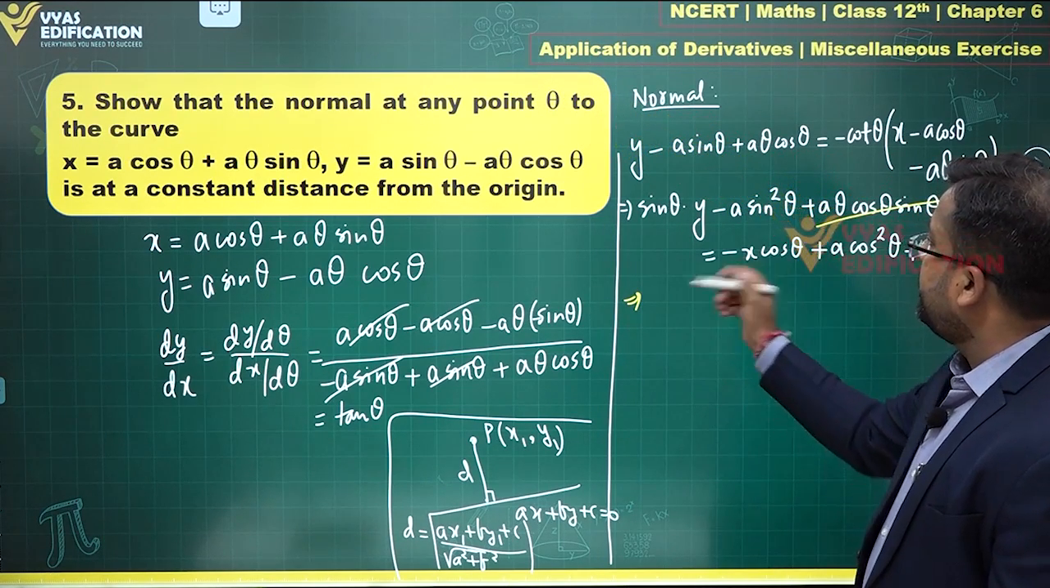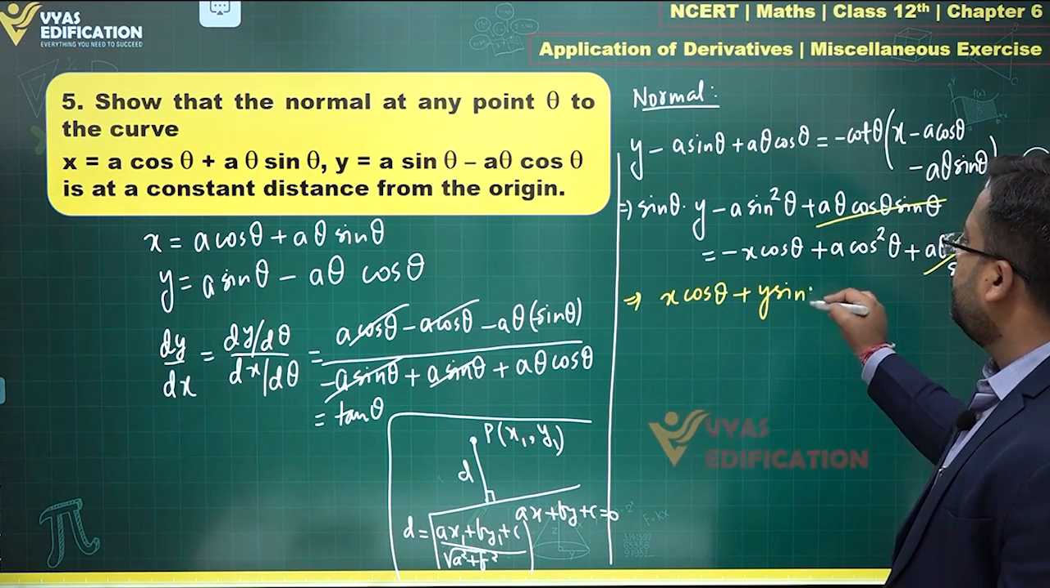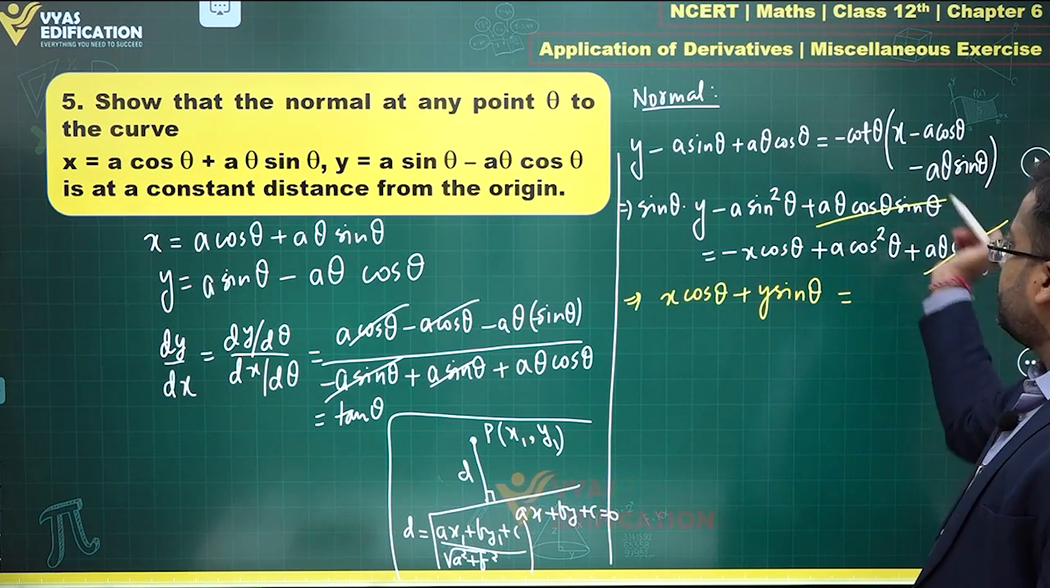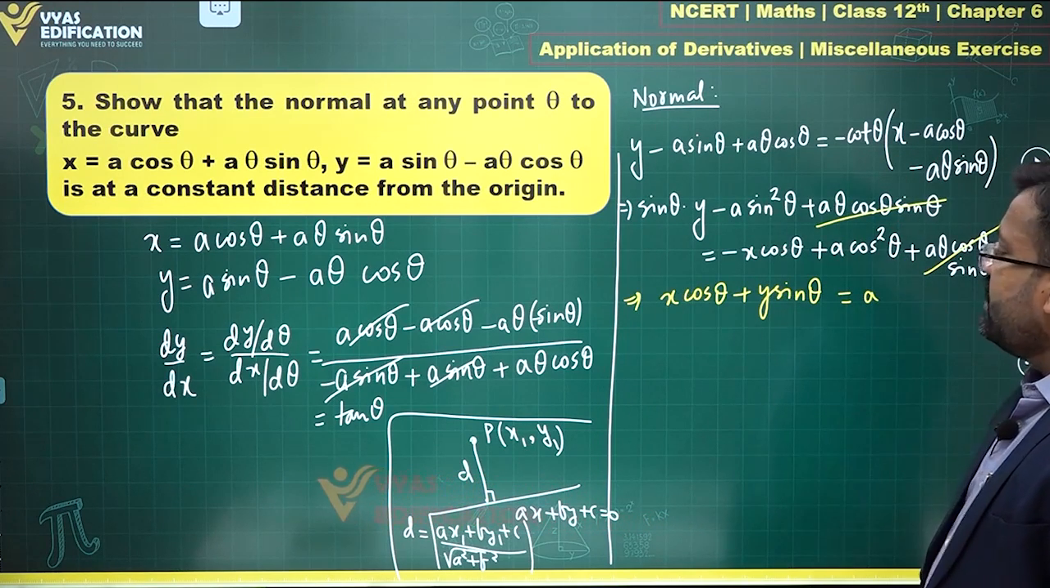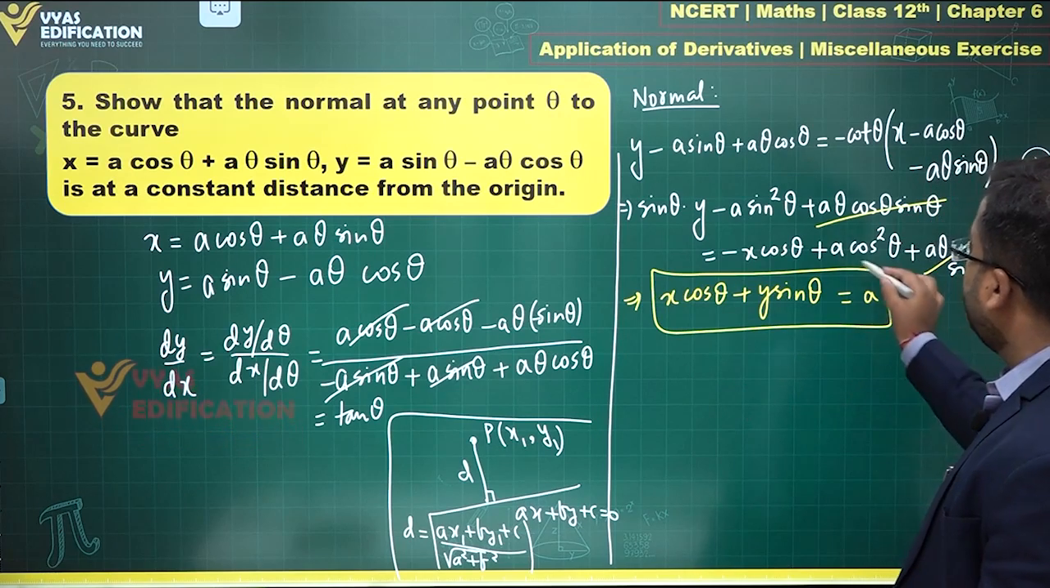Let's bring everything on the left hand side. x cos theta plus y sin theta is equal to a cos square theta plus a sin square theta. A times cos square theta plus sin square theta is again 1. This is the equation of normal.